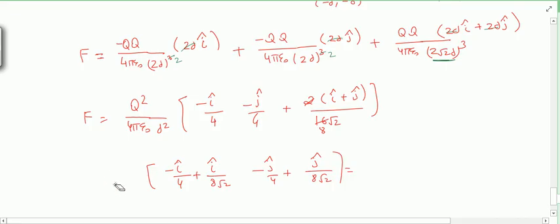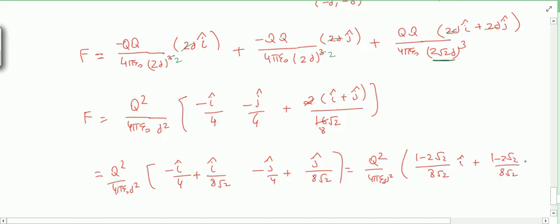the terms were q square by 4 pi epsilon naught d square. So it will be q square by 4 pi epsilon naught d square. Here the things which will be coming will be like 1 minus 2 root 2 by 8 root 2 i cap plus 1 minus 2 root 2 by 8 root 2 j cap.